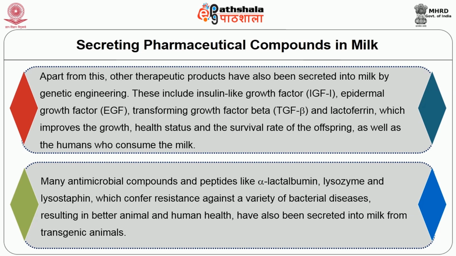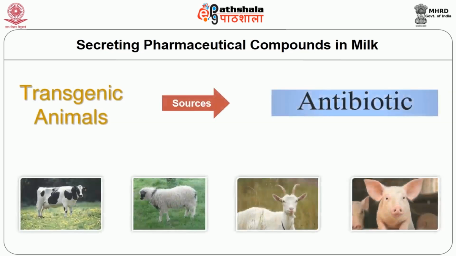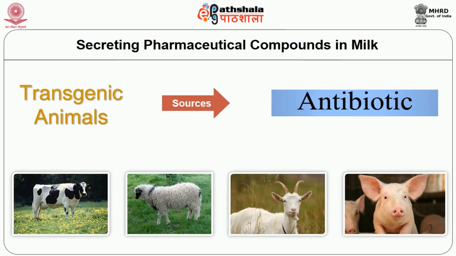Many antimicrobial compounds and peptides like alpha-lactalbumin, lysozyme and lysostaffin, which confer resistance against a variety of bacterial diseases, resulting in better animal and human health, have also been secreted into milk from transgenic animals. Apart from these, milk from transgenic animals has also served as sources of antibiotics against several diseases like mastitis in cattle, sheep, goats and pigs, and antibodies that prevent many domestic animal or human diseases.